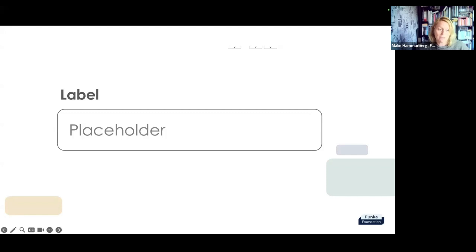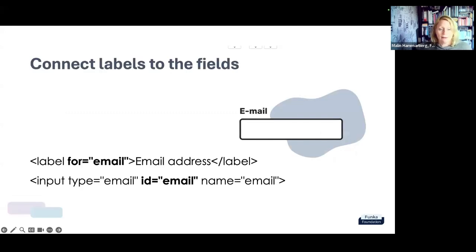It helps all users. When we have that label, it's also important that we connect it to the input fields. So how do you properly connect the label to a field? Well, it's actually quite simple. Use the label element with a for attribute that matches the ID for the input. This gives you several benefits.